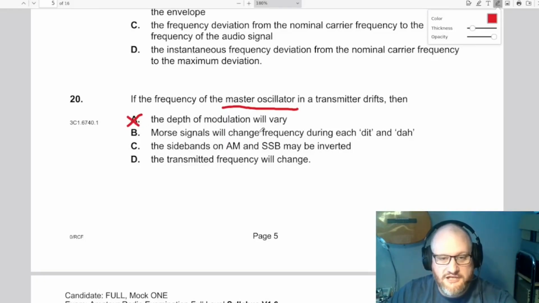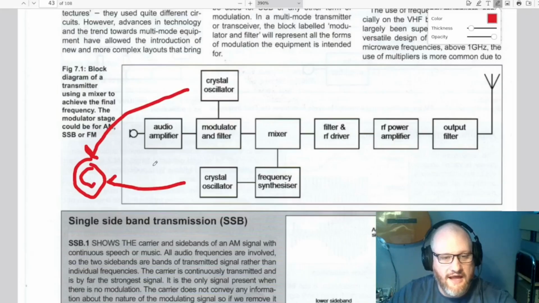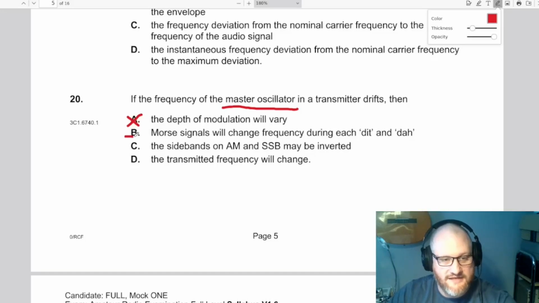B, more signals will change frequency during each DIT and DAR. Now this is quite interesting because we can see how if our oscillator driving our frequency synthesizer, which is feeding our mixer, would change, and we were working CW, we could see how that could cause the frequency to drift along with that oscillator. So that is a possibility there, that the more signals will change frequency during each DIT and DAR.